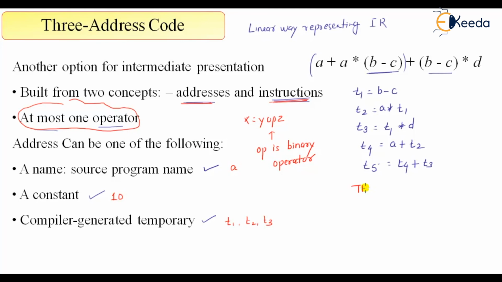So this is the 3 address code generated for the given expression.